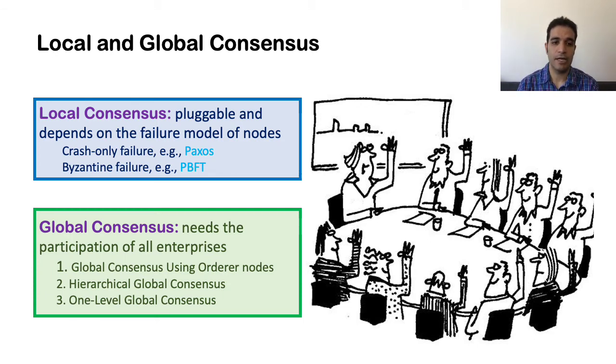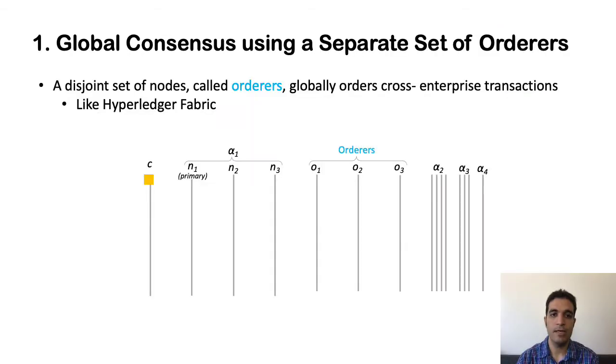In Caper, there are 3 global consensus protocols. One uses a separate set of orderers, one is a hierarchical global consensus, and one is a one-level or flattened global consensus. Using a separate set of orderers, let's assume that we have 4 different enterprises, alpha 1, alpha 2, alpha 3, alpha 4. Each of these lines is a node. So alpha 1 has 3 nodes, alpha 2 has 4 nodes, and so on. And we have a separate set of orderers, O1, O2, O3.